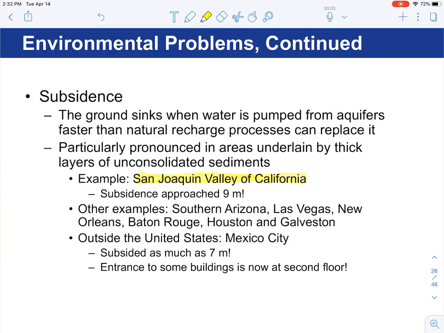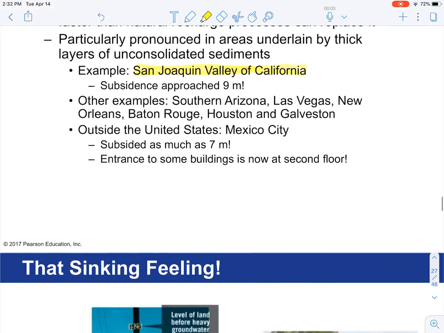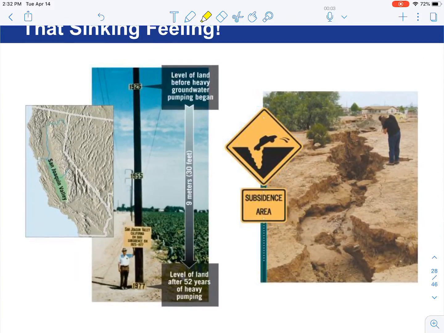Other examples of where there's been greater discharge than recharge would be Arizona, Nevada, Las Vegas, New Orleans. These are all heavily populated areas that rely on groundwater for municipal use. And unfortunately, they extract way too much water from these areas.